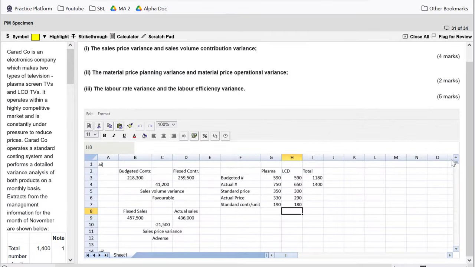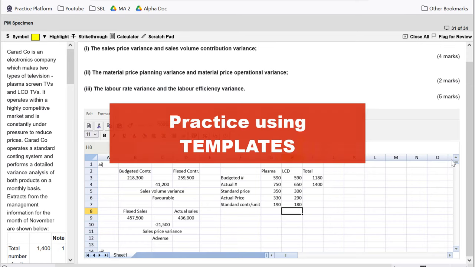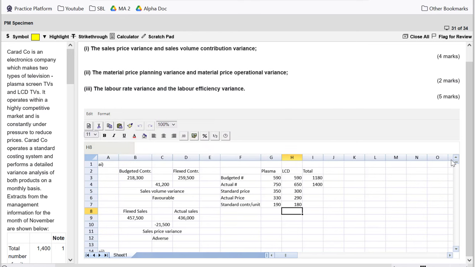Next tip I want to share about getting easy marks is to practice working to templates. There are templates for many of these question types. If you know the template, it's just a matter of filling out the template. If there's a little tricky thing or two, do your best, and you'll still be able to get most of the marks and a comfortable pass on the requirement.